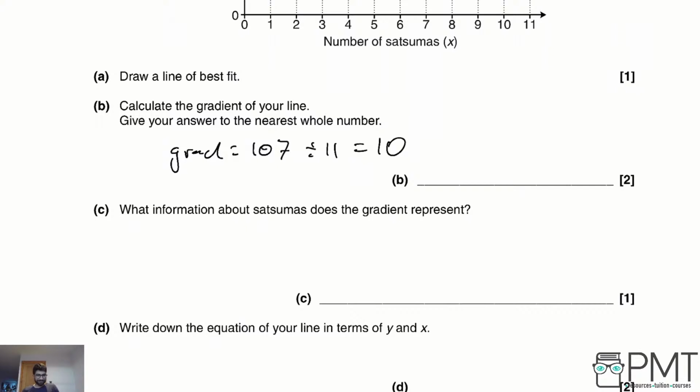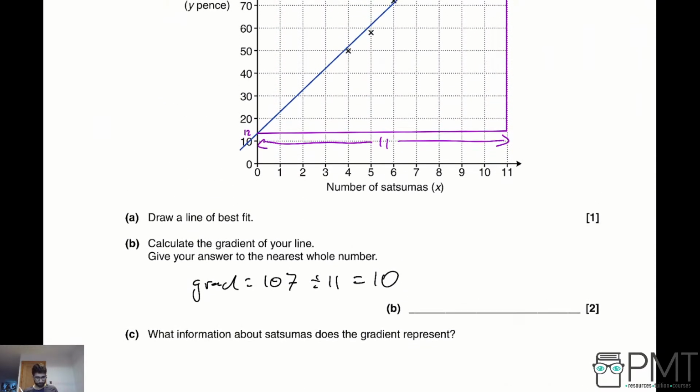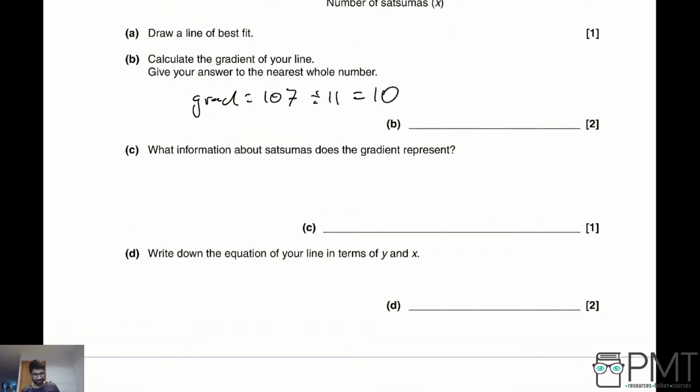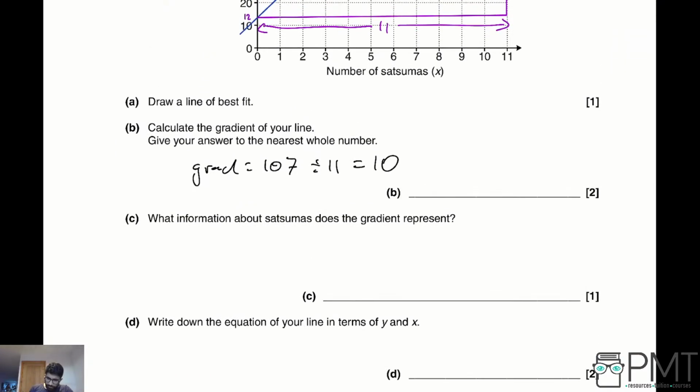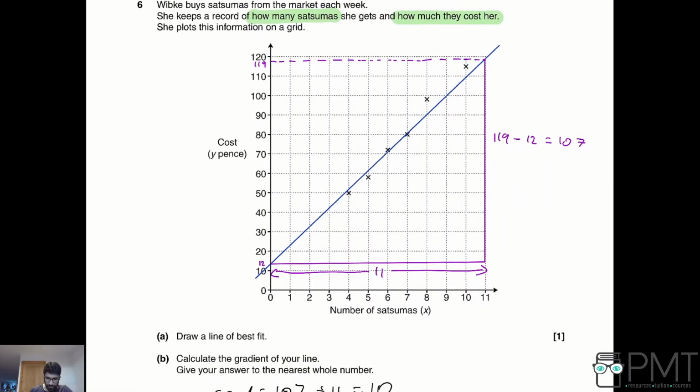Then part C is asking about the context. What information about Satsumas does the gradient represent? Let me know what you think about that, and then try part D. Let me know what equation that you get. So the gradient, we have got how many Satsumas she gets and how much they cost her. They are the two values on the axis.